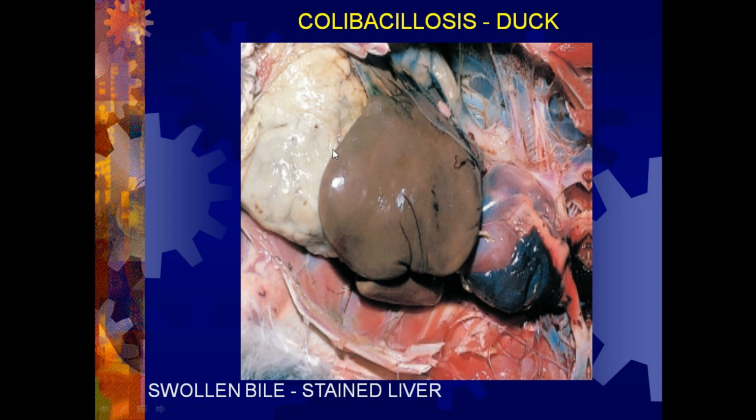Okay, this one here, swollen bile. It makes the liver look green. Colibacillosis can cause similar lesions, but also salmonellosis.